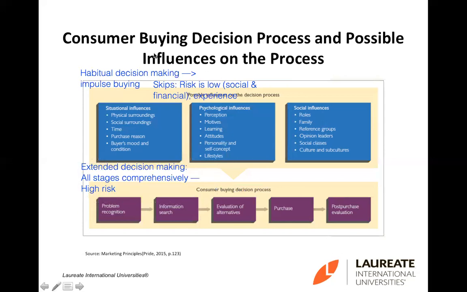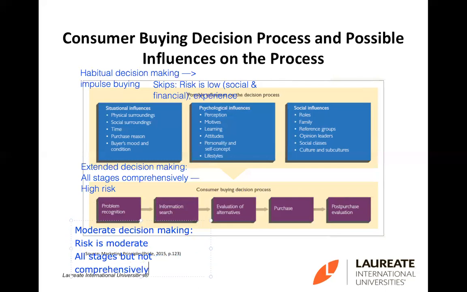Now in between, we have what we call moderate decision making. Why moderate? Because the risk is also moderate. What does it mean? We still go through all stages, but not comprehensively. We still go through every single stage, but not that comprehensively.